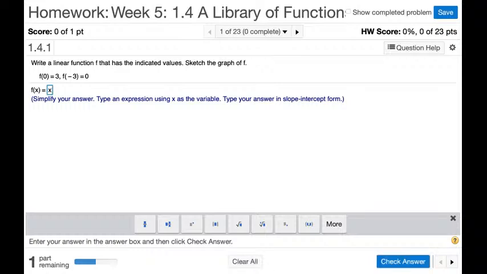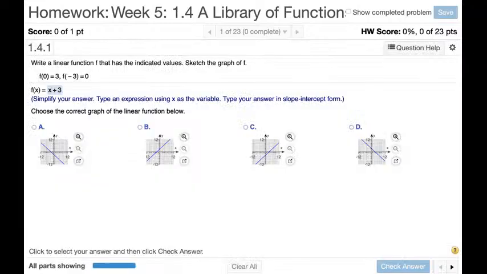Let's check before we submit, right? When x is 0, y is 3. When x is negative 3, y is 0. That's the best we could do. Should have a positive slope, so it has to be B or C. And the y-intercept is 3, so it should be B.